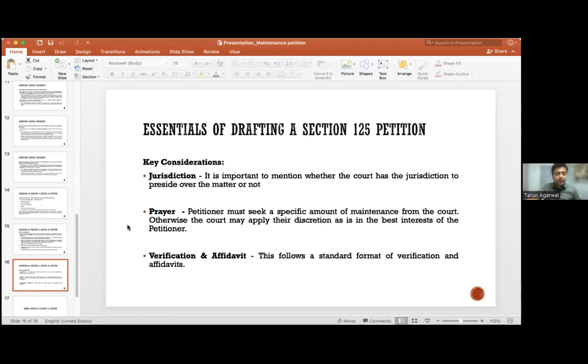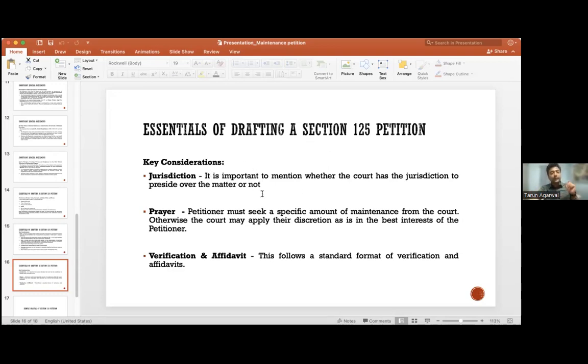Now, the next key consideration is, as I explained, the jurisdiction clause. The jurisdiction clause is very important because sometimes lawyers make the mistake of filing before a wrong court, and then that court dismisses the petition, which is very detrimental to the petitioner's case. Therefore, you need to be very careful before deciding the court before which you want to file, because there have been cases where a lawyer is unable to ascertain the concerned court and by mistake files it in a court which does not have the jurisdiction.